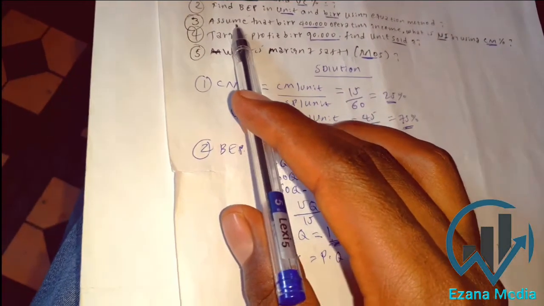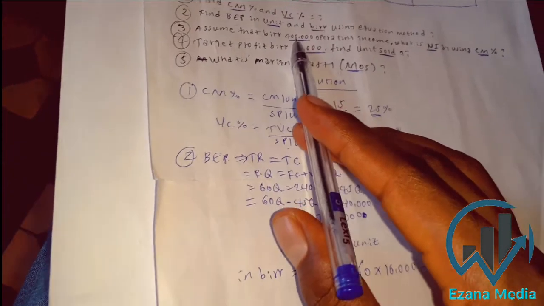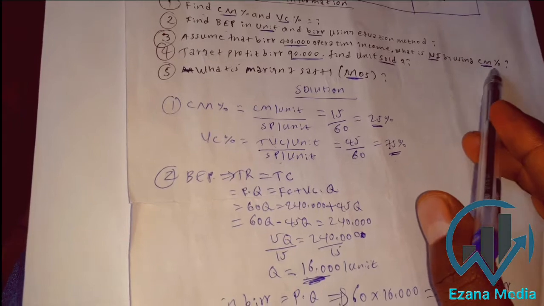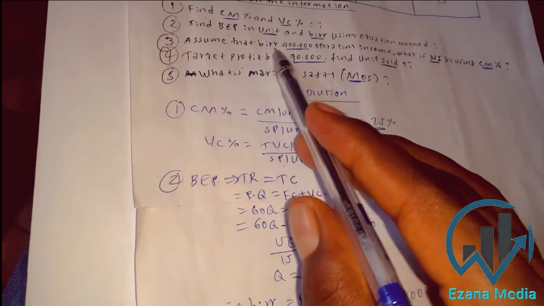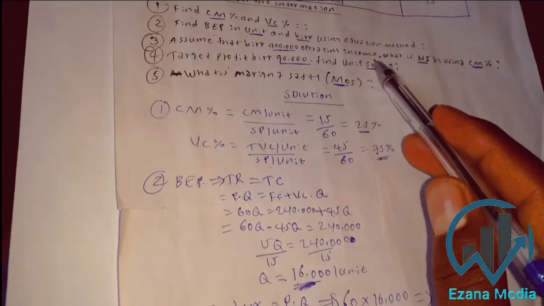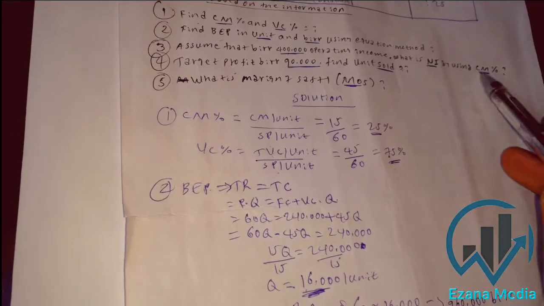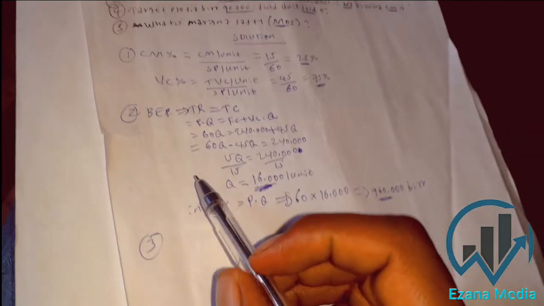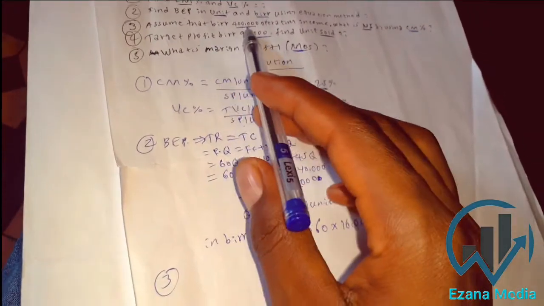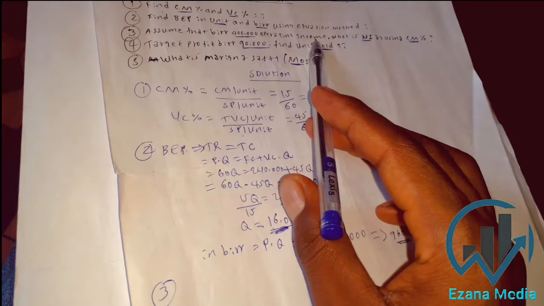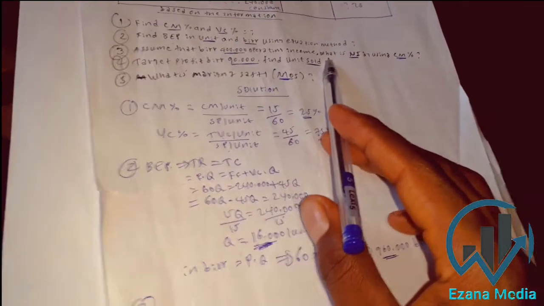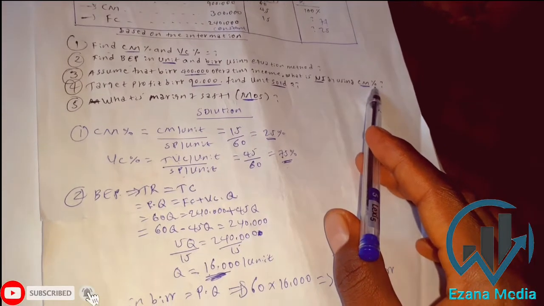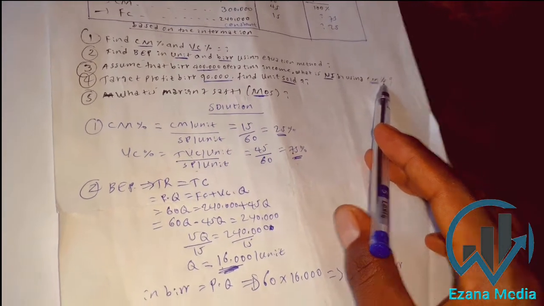And the third question says: assume birr 400,000 operating income. What is the net income by using the contribution margin percentage? Third question: assume birr 400,000 operating income. What is the net income by using the contribution margin?